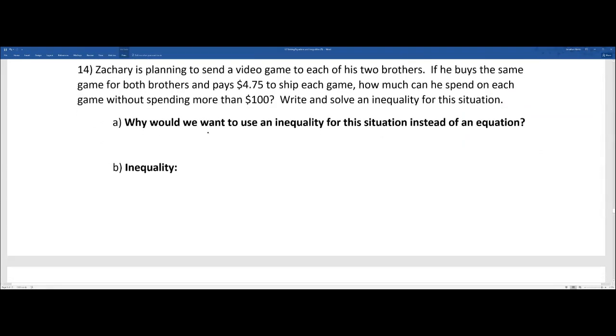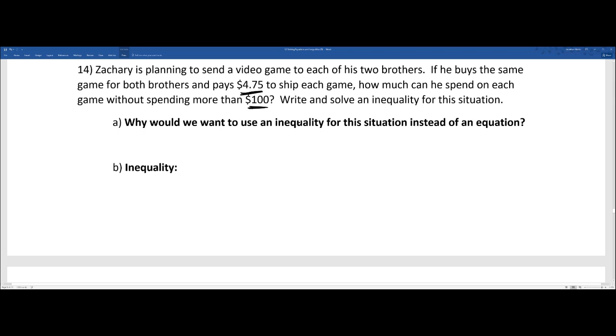So Zachary is planning to send a video game to each of his two brothers. He buys the same game for both his brothers and pays $4.75 to ship each game. How much can he spend on each game without spending more than $100? Write and solve an inequality for the situation.